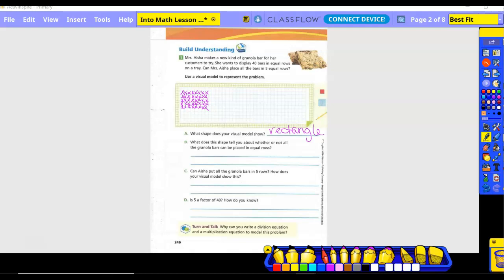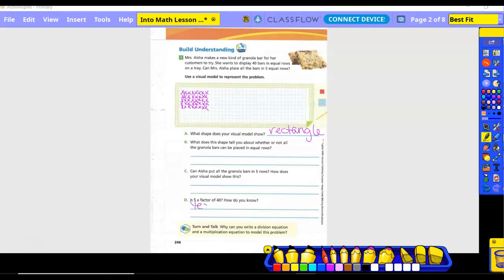What does the shape tell you about whether or not all the granola bars can be placed in equal rows? So, do we have an extra one just hanging out there somewhere? No. So, since it's in a very consistent shape, does that mean that they can have an equal number on each shelf, or in each row? Yeah. And I should put all the granola bars in 5 rows. Yeah, and we just said that because we don't have any extra in one of the rows, correct? Okay, so is 5 a factor of 40?